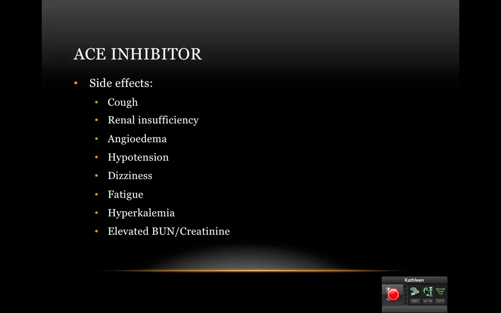ACE inhibitors, some of the side effects are cough. That's a big one. Most of the time patients can't be on this medication because of cough, and will switch to an ARB, which is an angiotensin receptor blocker. Renal insufficiency, angioedema, it's not very common, but it does occur with ACE inhibitors.